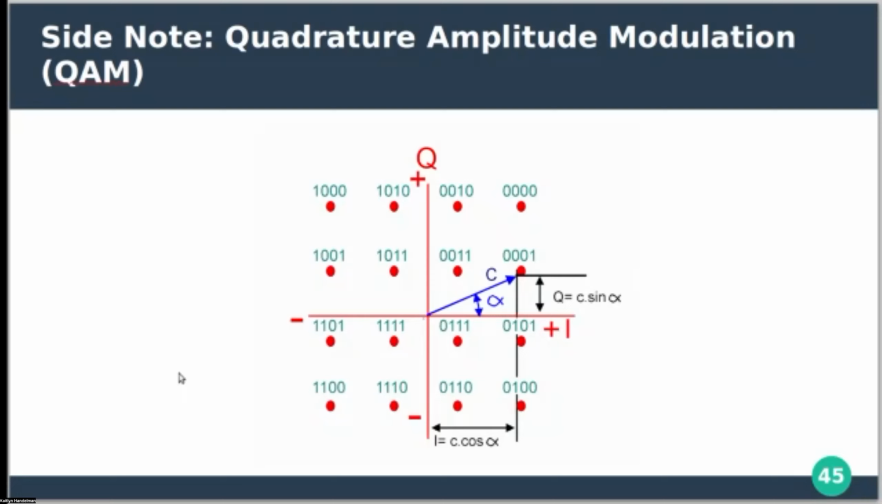And we can start encoding 4 bits per module, or per quadrant, depending on the amplitude. And we don't have to stop there. If you get a good signal, you could go Q64, Q128, Q256.